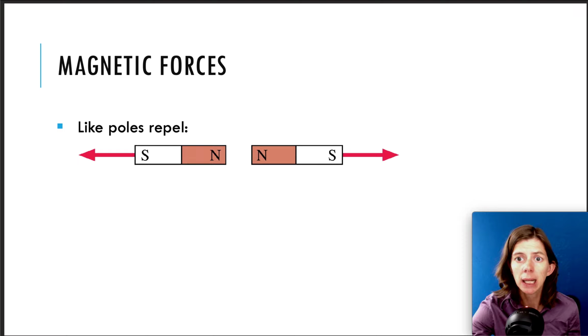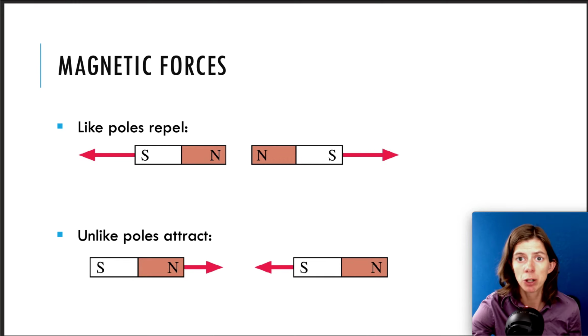Another property is that there will be a magnetic force between magnetic poles, and it will cause like poles to repel. So if you have a north and a north, they will repel each other, or if you have a south and a south, they will repel each other. And unlike poles will attract. So a north and a south will attract, or a south and a north will attract. This is again very similar to electric charges, where like charges repel and unlike charges attract.